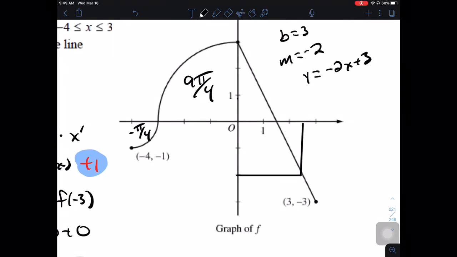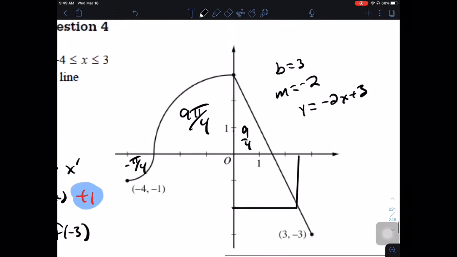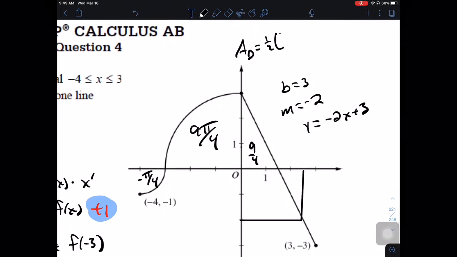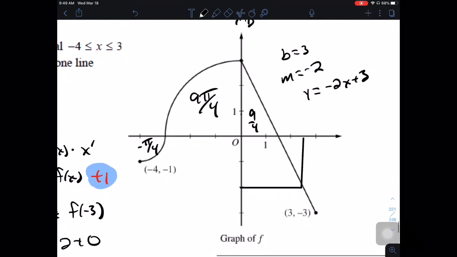So this area here is going to be 9/4. The reason I know that, area of a triangle is 1/2 the base. The base is 3/2 times the height. The height is 3. Gives me 9/4, positive style. And this area down here, let's see, it is 1/2 the base.